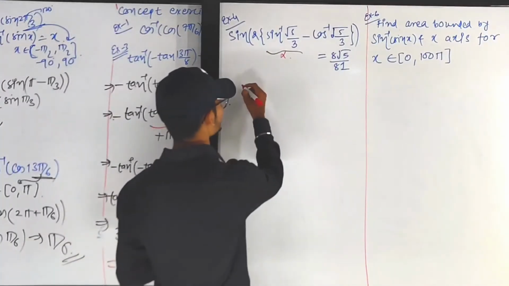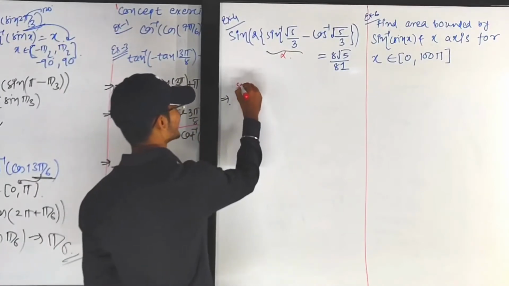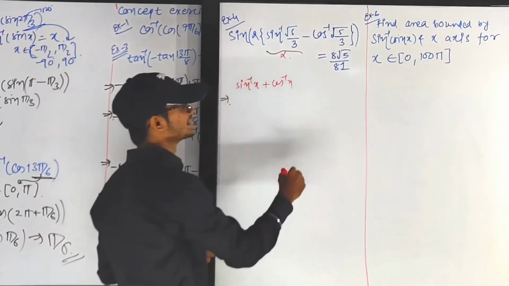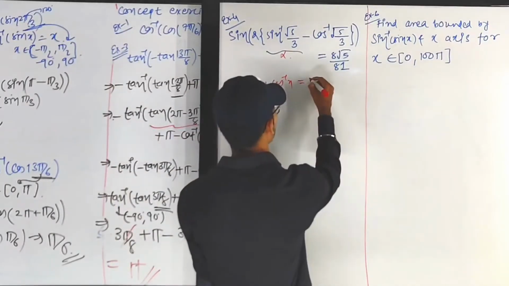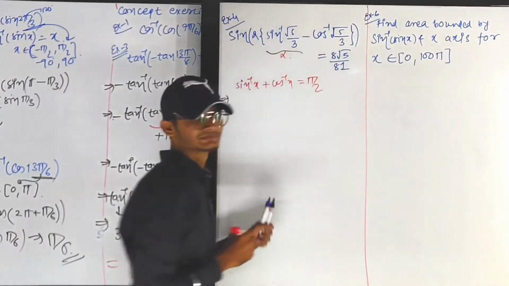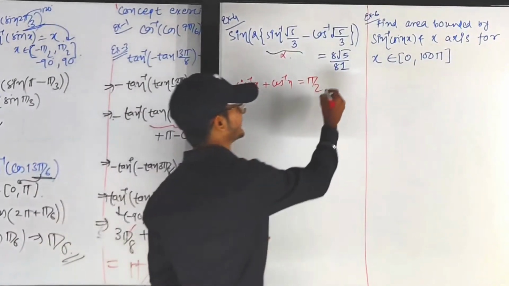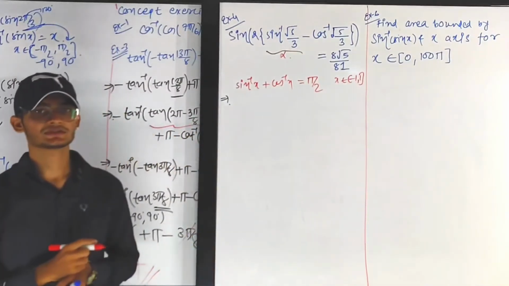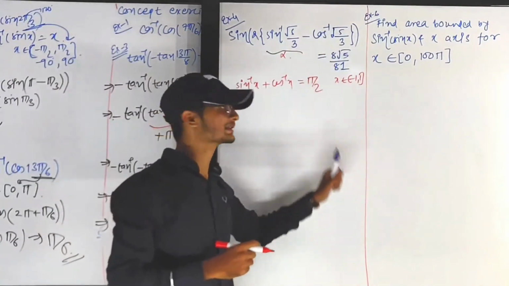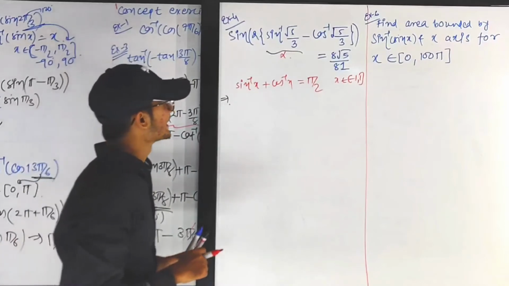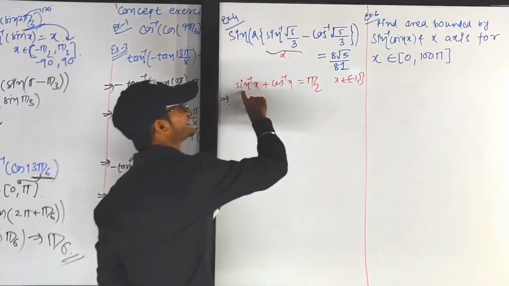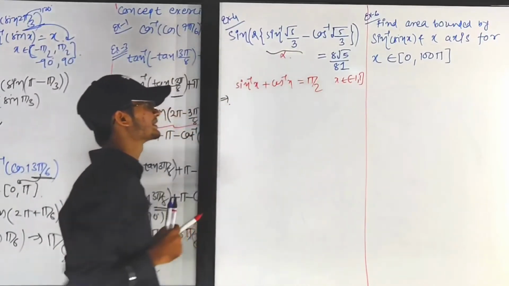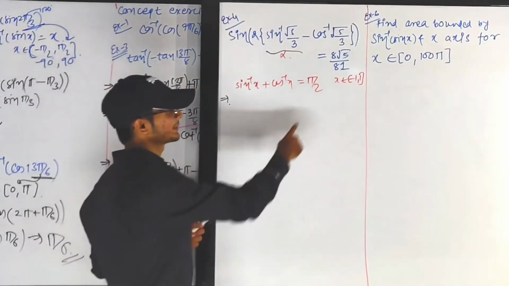Then we know the relation between sine inverse and cos inverse. What is the relation between sine inverse and cos inverse? Sine inverse x plus cos inverse x is equal to pi by 2, for x belongs to minus 1 to 1. So here obviously root 5 by 3 lies between minus 1 and 1. And one more thing now. Here let me put x is equal to root 5 by 3. So sine inverse root 5 by 3 plus cos inverse root 5 by 3 is equal to pi by 2.